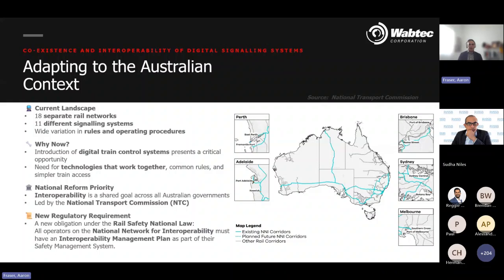I'd just like to point out some of the great work that's being undertaken at the moment by the National Transport Commission to overcome some of this, with interoperability being a shared goal across all Australian governments. And there will be new obligations under the Rail Safety National Law, including implementation of an interoperability management plan by all the operators as part of their safety management system. Depicted there is the National Network for Interoperability, which you can find more details on the NTC's website. And I'm sure if you do need more details, Stephen Lemon's probably your guy to talk to.